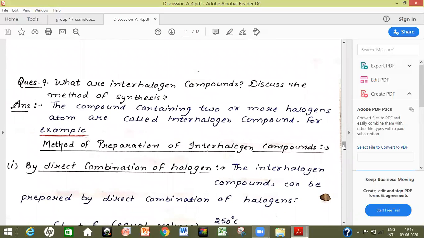What are interhalogen compounds? You are to define here: the compounds containing 2 or more halogen atoms are called interhalogen compounds. No, this definition is incorrect. Here you have to write that interhalogen compounds are just compounds containing both the cationic and anionic part, where both the cationic and anionic part of the molecule are served by the halogens. Both the cation and the anion belong to the halogen family.